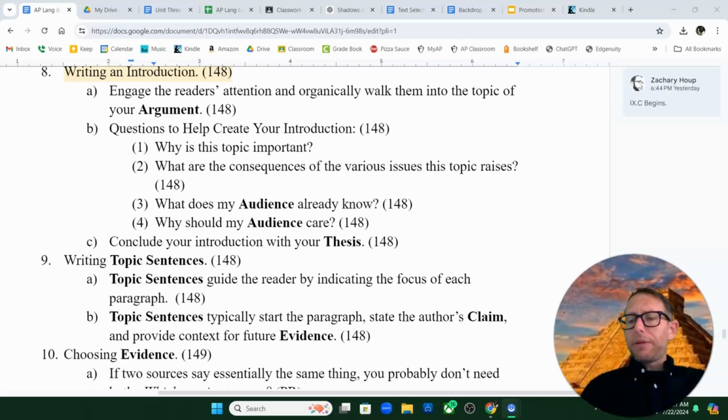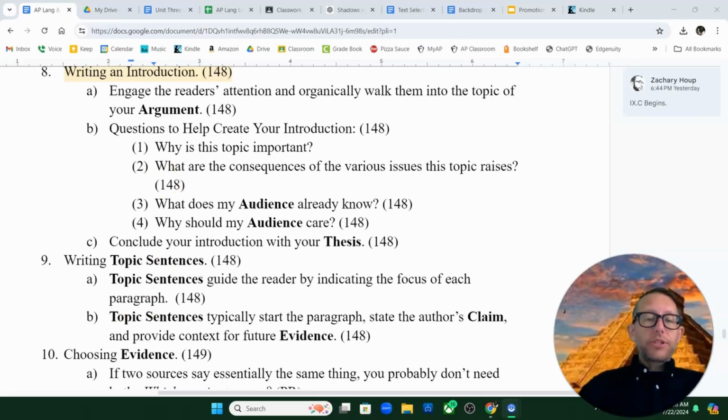Some of this is going to be a little bit of review because, again, we're not reinventing the wheel just because we've gone from rhetorical analysis to argumentation and argumentation to synthesis. But there are some things that we just want to make sure we've got in the backs of our minds as we start to delve into synthesis.